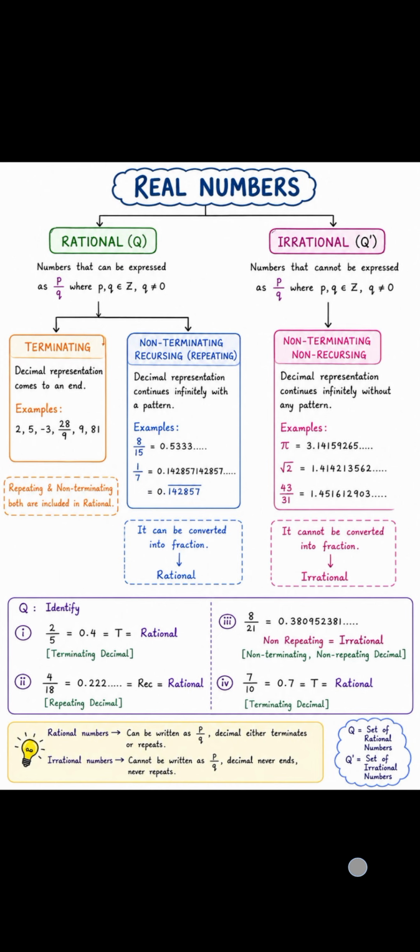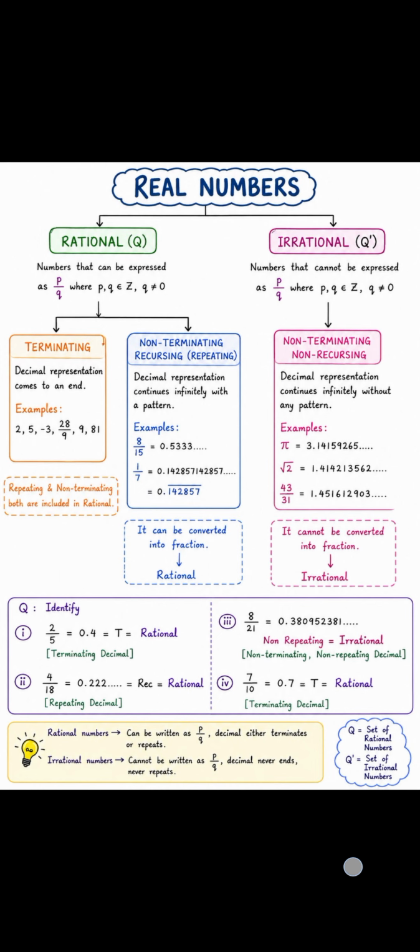Now see, we have four examples. We have four questions. The first question is to identify the number 2 by 5. Now solve it. When we divide 2 by 5, we get the answer 0.4. Now we get the remainder 0. So this number is terminating. So this is rational.